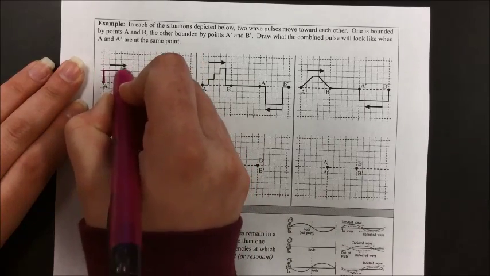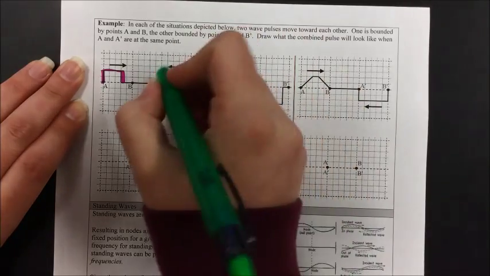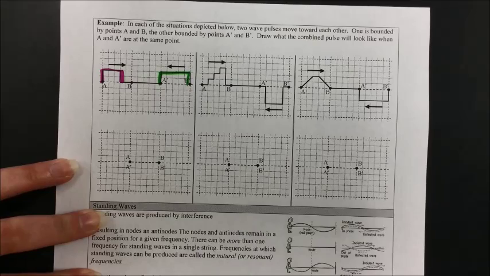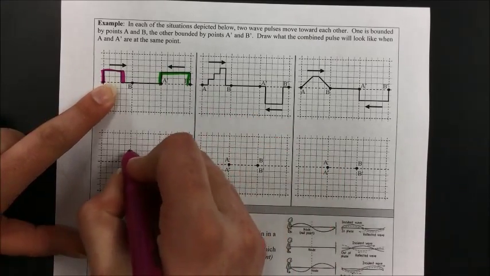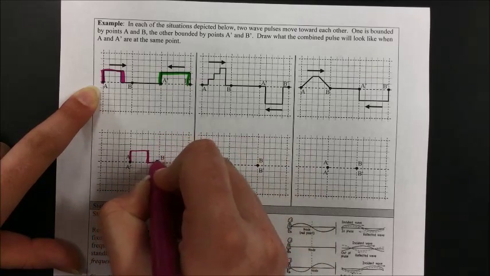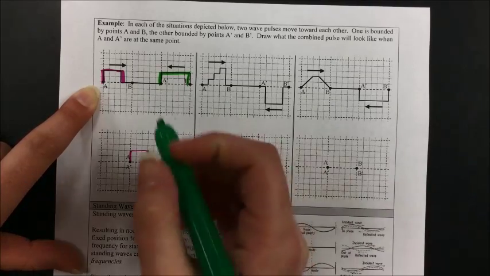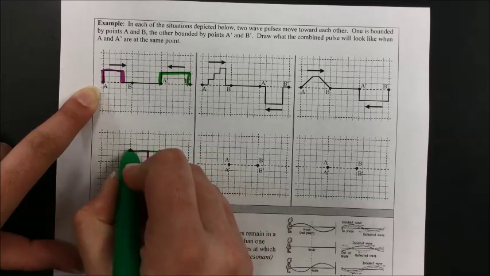So for the sake of our visualization, we're going to draw this in 2 different colors, and then we're going to overlap them and then draw in the new wave. So A is going to look like it's got 2 up and then 3 over, 2 down. So this is the original A. And the original B is going to look like this.